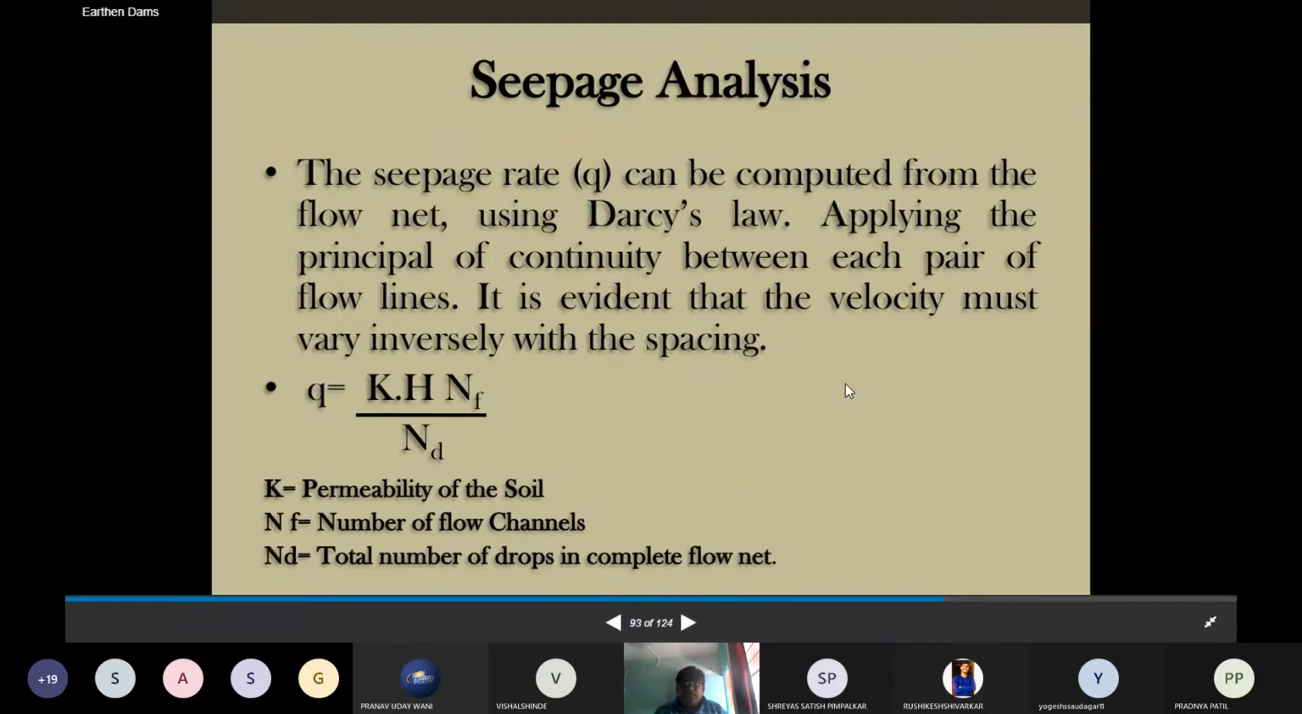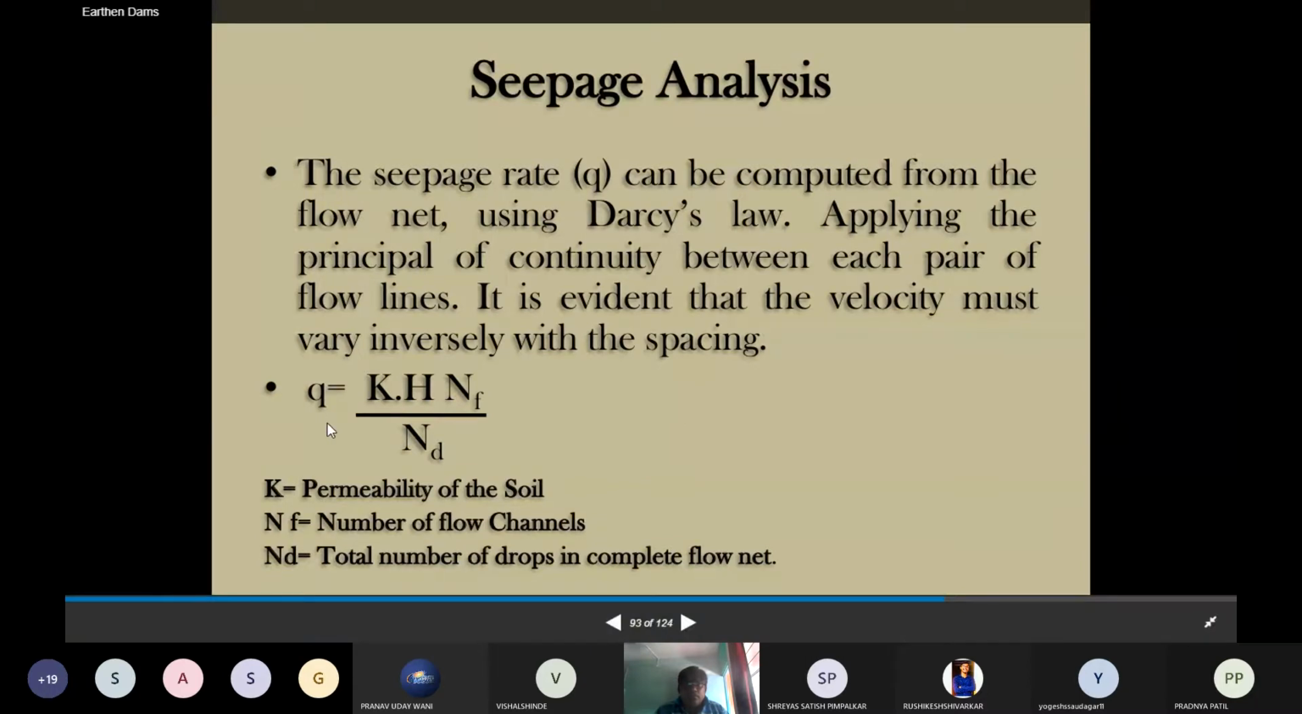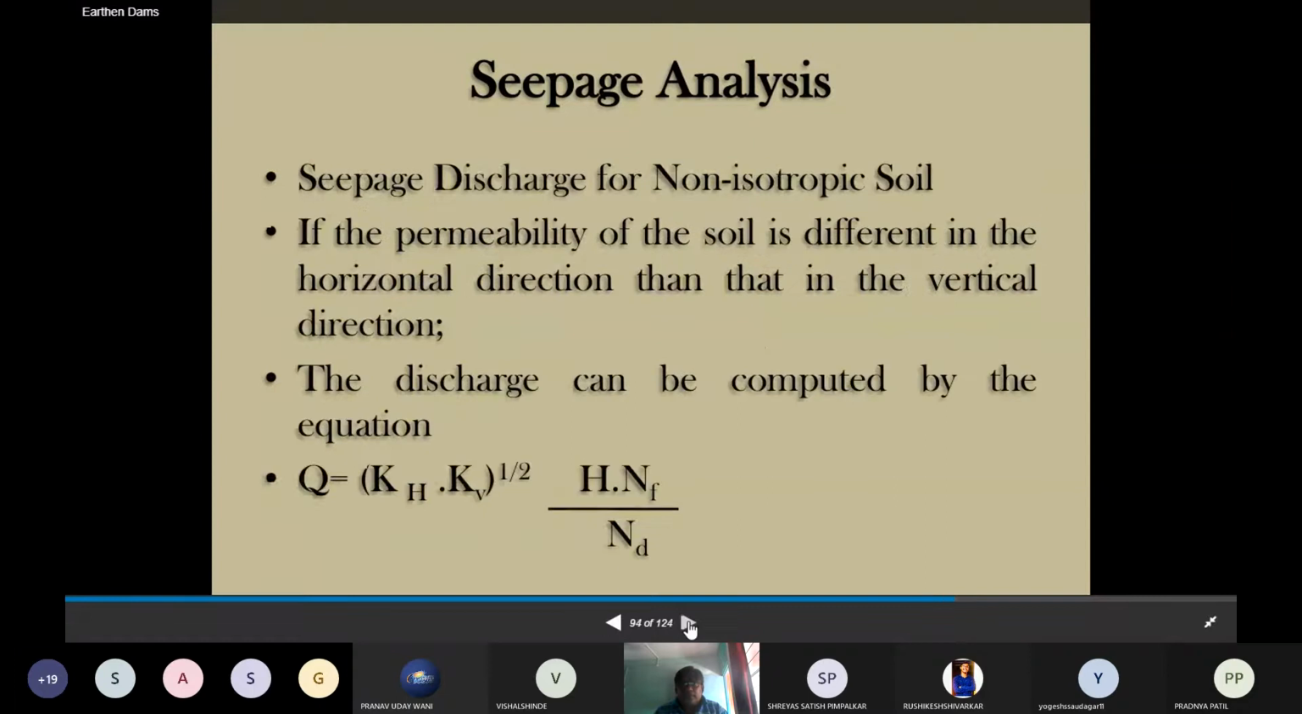Then the seepage rate, that is the quantity of flow, can be computed from this flow net according to Darcy's law, applying the principle of the continuity equation between each pair of flow lines, and evidently the velocity must vary inversely with the spacing. Therefore, q is equal to kia, and this q is nothing but k h by h into nf by nd. Here nf indicates the number of flow channels, and nd indicates the total number of drops in the complete flow net.